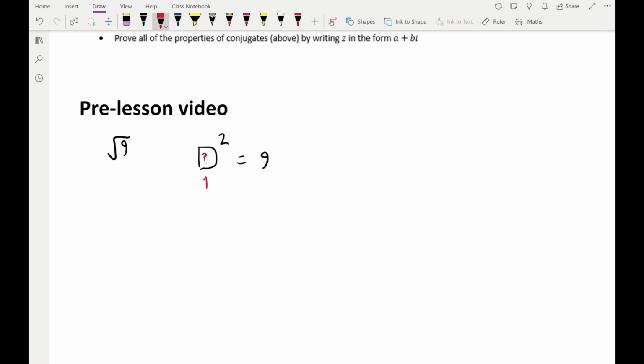Well, we know the answer to that question is 3, because 3 squared is 3 times 3, which gives me 9. But the issue is, if you do minus 3 squared, you get minus 3 times minus 3, which gives you positive 9. So there's actually two answers to this: minus 3 and 3. So the square root of 9 technically should be plus 3 or minus 3, just like that.